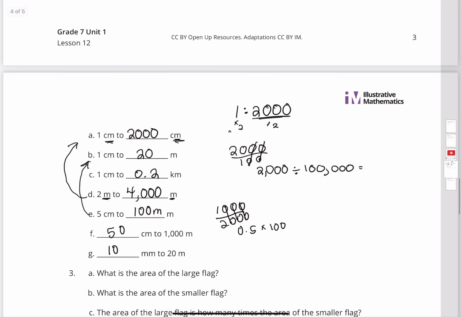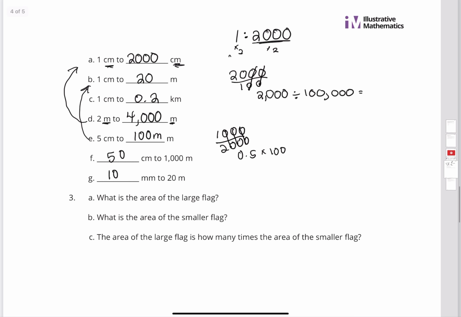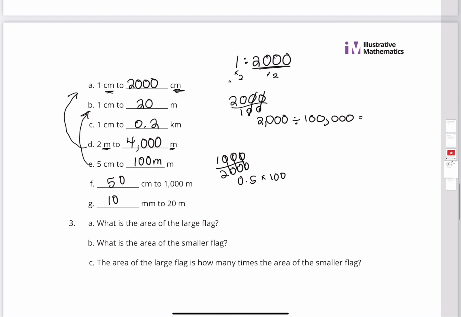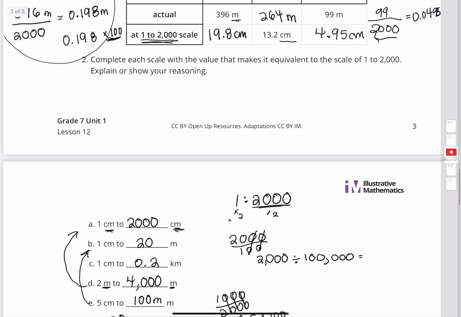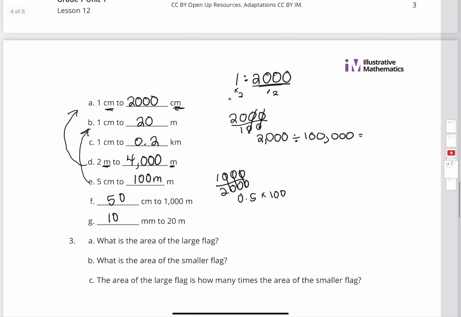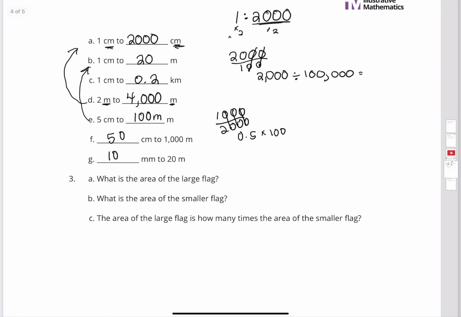So let's look at question 3. Question 3 says, what is the area of the large flag? Now, I'm going to have to reference back to the one at the top. And area is length times width, or base times height. So the length is 396 meters. And I'm going to multiply 264 meters to get my answer. And like I said, you guys could use the calculator in the previous slide.